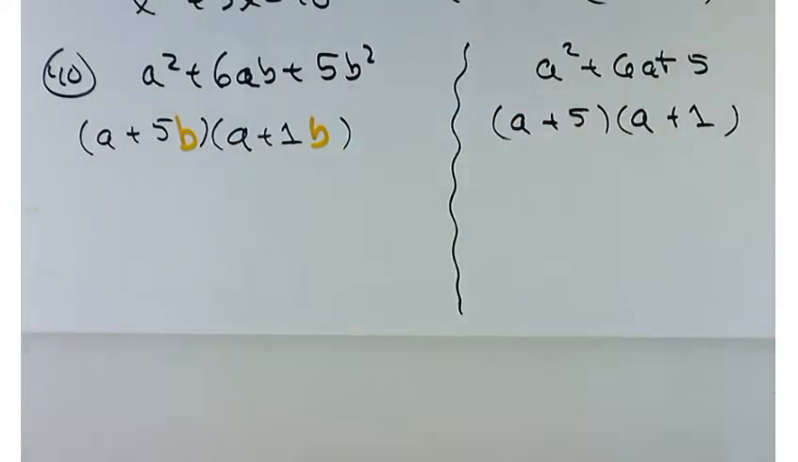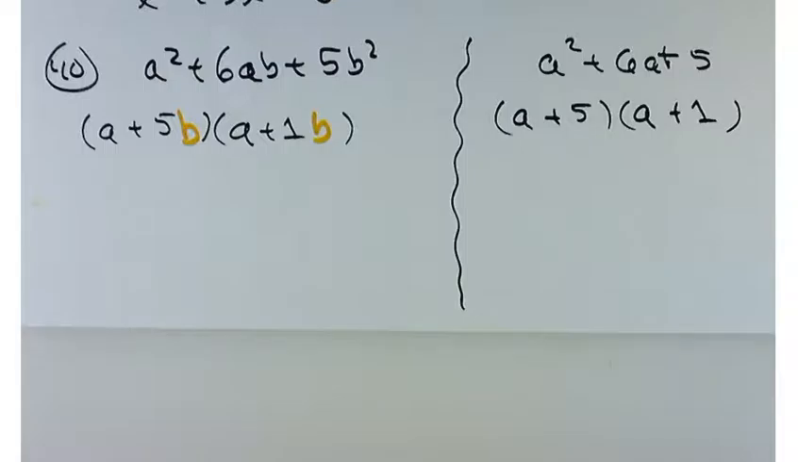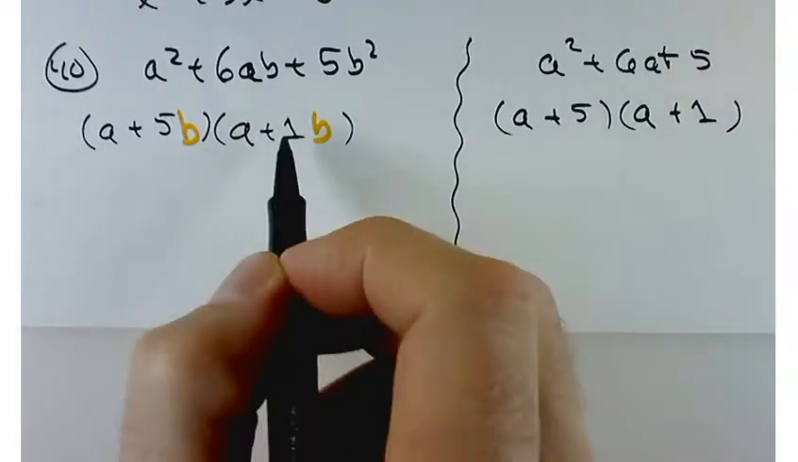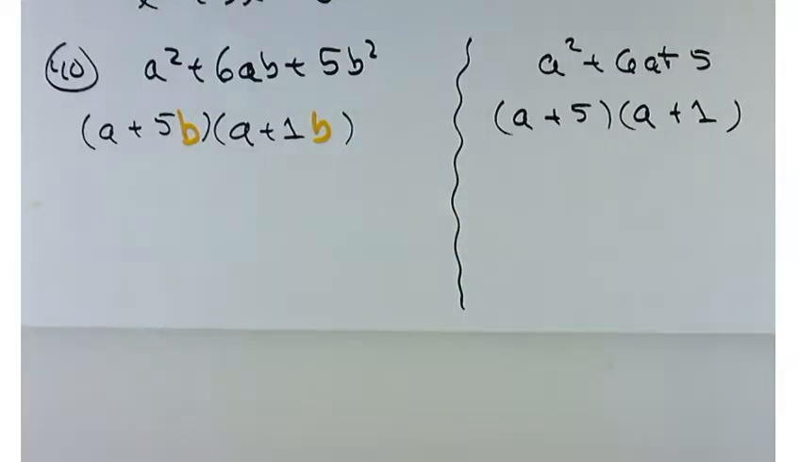Exactly. I'll put a B here and a B here. So the only difference is that I'm adding that extra variable at the end of this, right? So I've got 5b and a 1b as opposed to a 5 and a 1. So you're just adding that extra variable at the end.